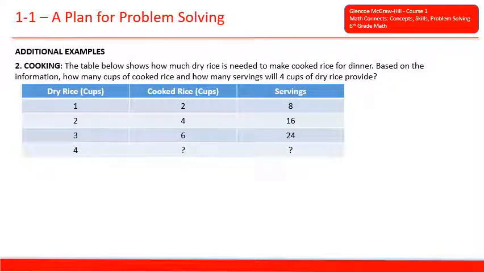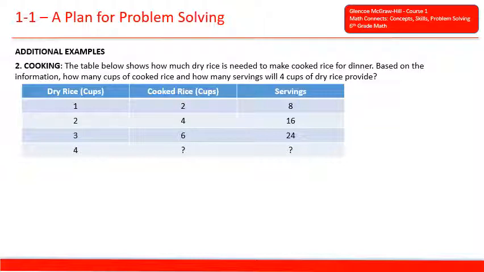So, if we look at the table, 1 cup of dry rice is equal to 2 cups of cooked rice, and that is equal to 8 servings. So we have 2 cups of dry rice equals 4 cups of cooked rice equals 16 servings. 3 cups of dry rice equals 6 cups of cooked rice, and that equals 24 servings. We need to figure out what the relationship is between dry rice and cooked rice, and then what the relationship is between the rice and the servings.